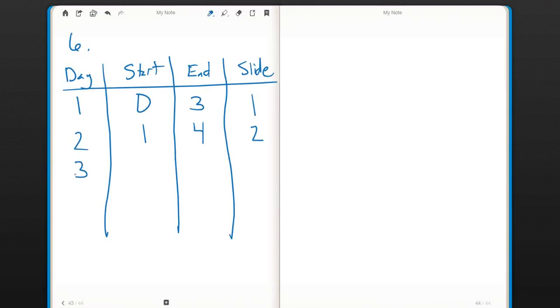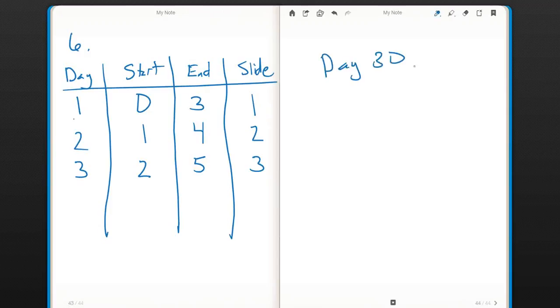Let me do one more. At day 3, my starting point is where I slid to, right? So I start at 2, I go up to 5, and I slide back down to 3. So the tricky thing here is somebody says, well, on each day I end, my end of the whole thing is at 1, at 2, at 3. The day 1 I end at 1, day 2 I end at 2. And so somebody says, oh, on day 30, I'm good. He gets out of the jar. Day 30 is out day.